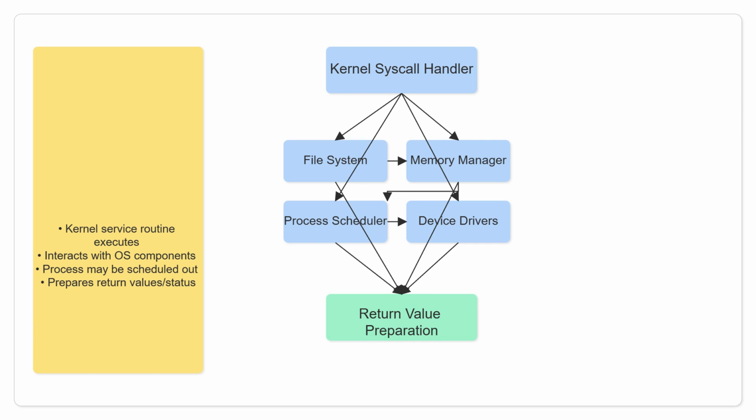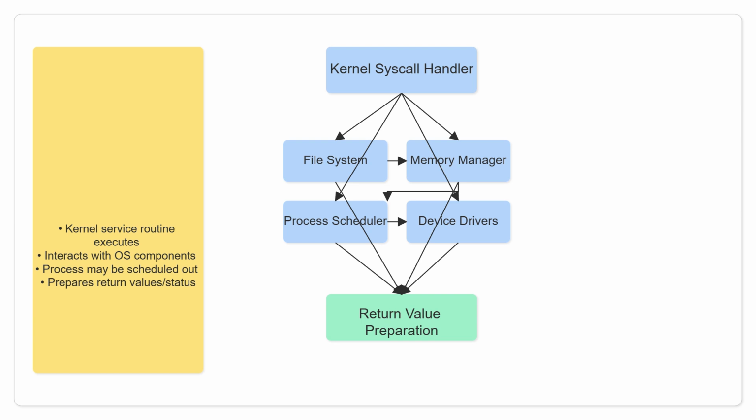Once inside the kernel, the real work begins. The kernel's syscall handler, having received the request and its arguments, now invokes the specific kernel function responsible for that service. For example, if the application requested to read a file, the kernel's file system code would take over, interacting with device drivers to fetch data from the disk. This is where the kernel's privileged access truly shines, performing operations that user applications are restricted from doing directly.